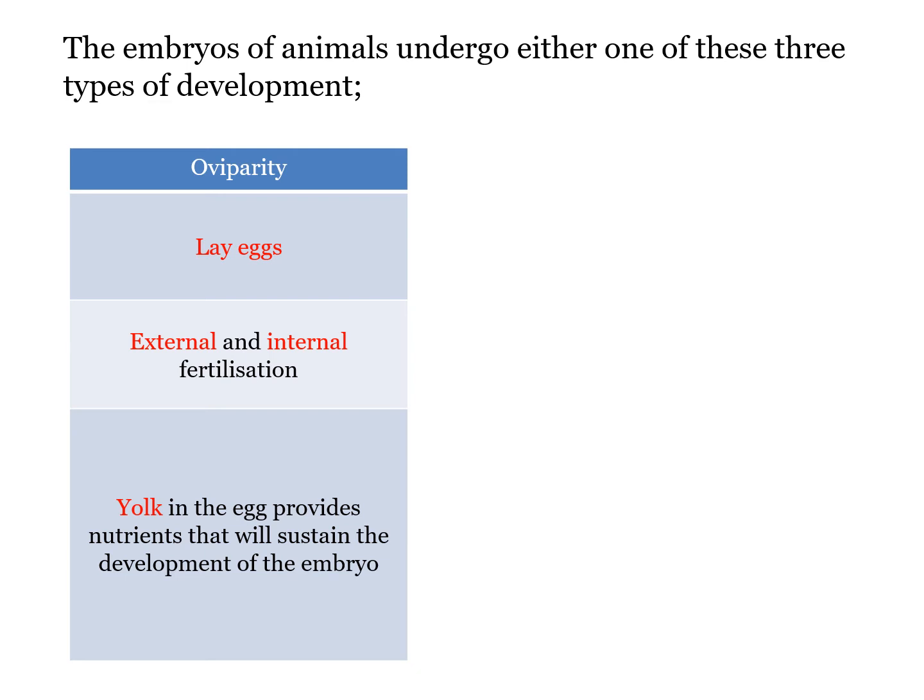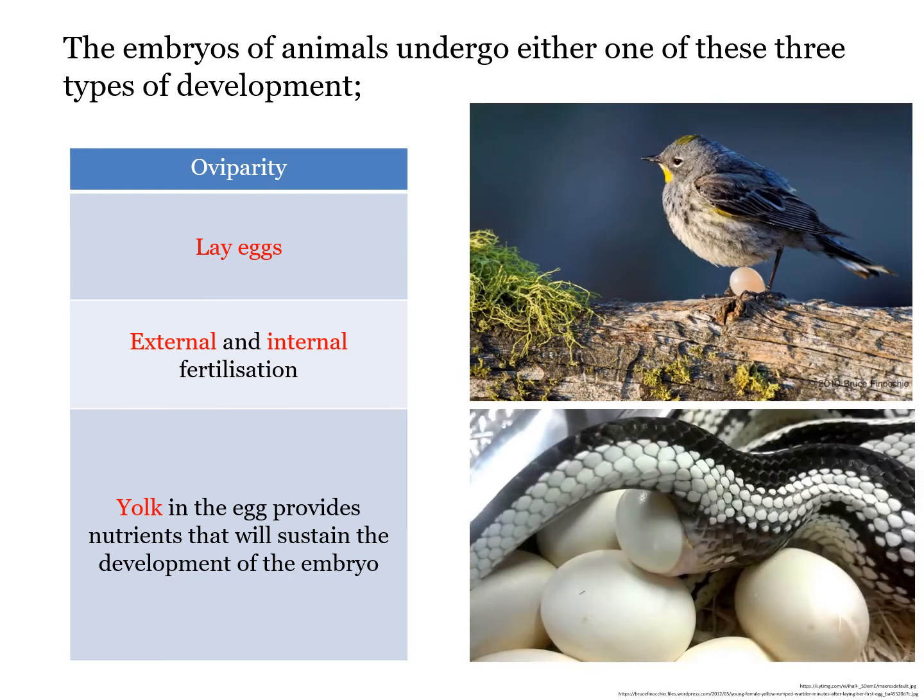Yolk in the egg will provide nutrients to the developing embryo. Once it reaches a certain time, the eggs will be expelled out from the female's body. Eggs will continue to develop outside of the female's body, and as it reaches maturity, the eggs will hatch and the babies will come out. The keywords here are laying eggs and yolk. Examples of oviparous animals are birds and certain species of snakes.